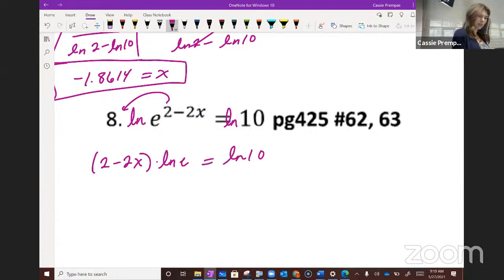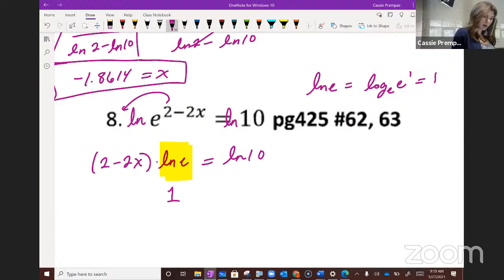Question for you. What is natural log of e equivalent to? 1. Awesome. So I can just say this is 1. I don't need to distribute it. You could. But natural log of e is equivalent to log base e of e, which is 1. So I really just have 2 minus 2x equals natural log of 10.